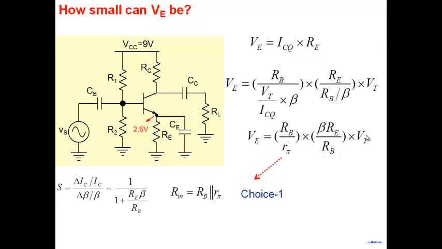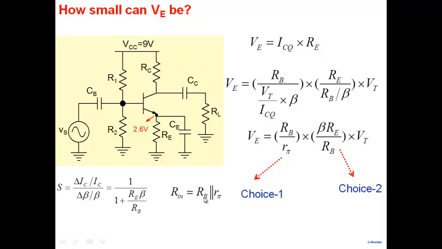Okay. So now choice 1 and choice 2. These are the choices that as a designer you have to make. You have to decide how large an RB I should keep here. Now how large an RB depends on what my specifications for Rin are. In general, I would like to keep Rin as large as possible. So it depends on what the requirements of Rin are.